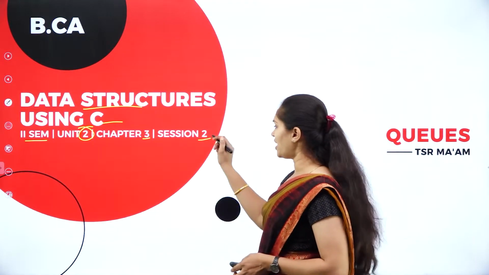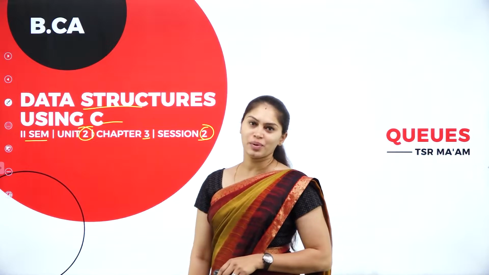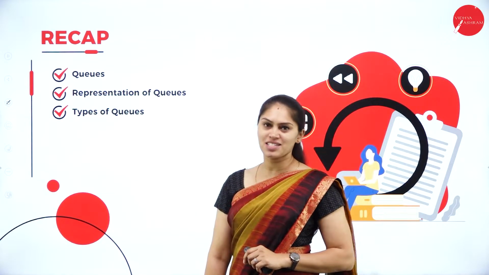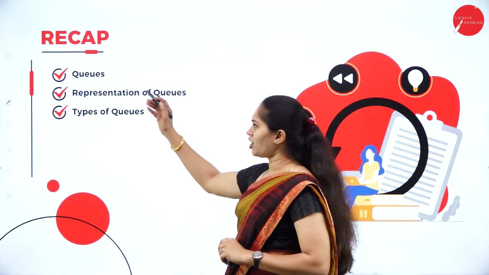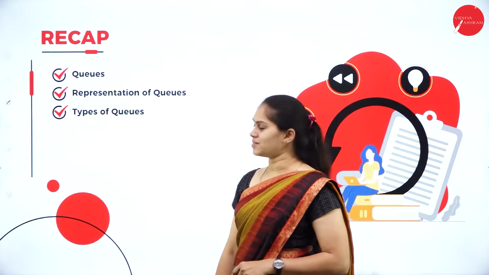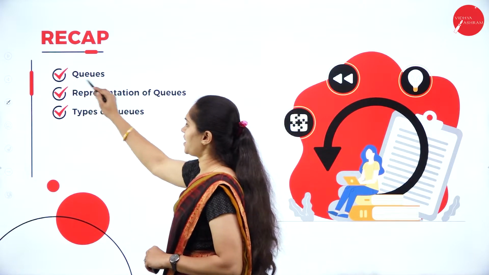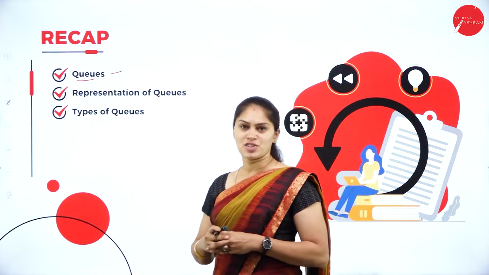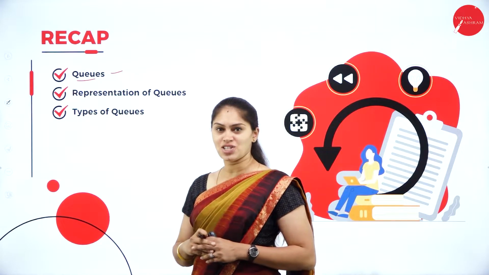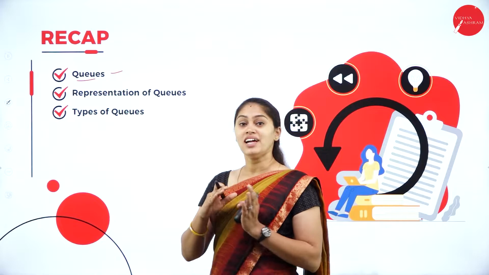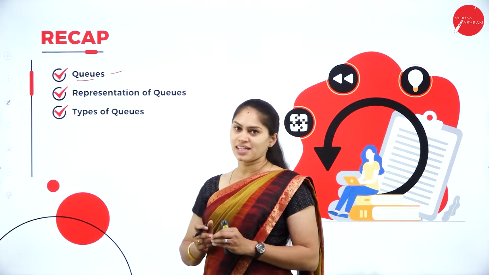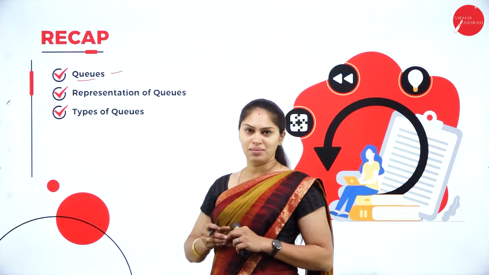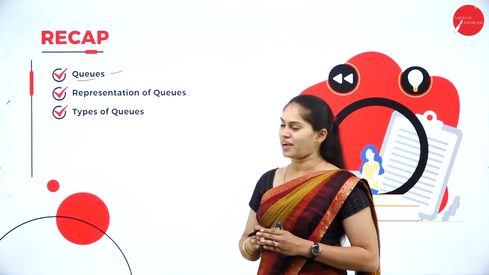Before getting into today's session, we'll have a quick recap of my previous session. As we discussed in the last session of this unit and chapter, we got to know about queues. As I discussed earlier, a queue is a data structure, right? That queue will have an ordered collection of elements, and insertion and deletion both take place at different ends. If you are inserting an element, that is at the rear end, and if I want to delete an element, that will take place at the front end or front pointer.